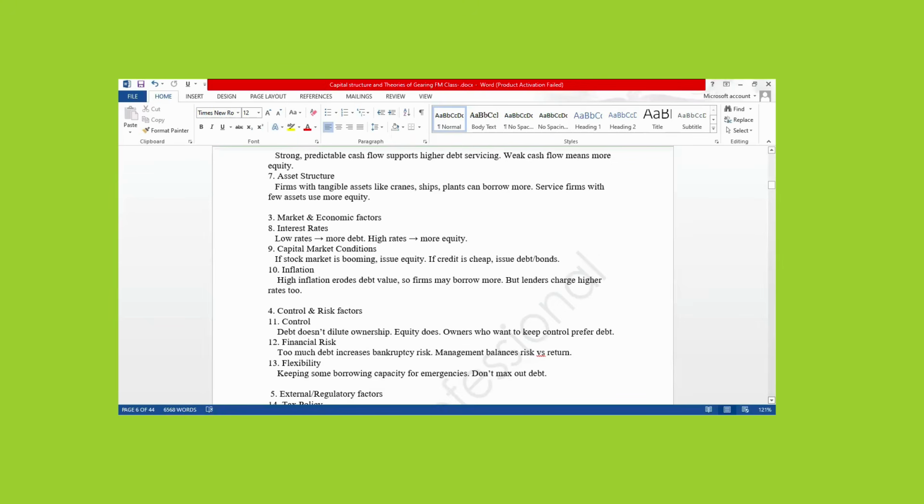Please, guys, it is assumed that to be at this level, you have some level of knowledge. All right, number 9 condition that can affect your choice of capital structure is capital market conditions. If the stock market is booming, a company can issue more shares so as to source finance.